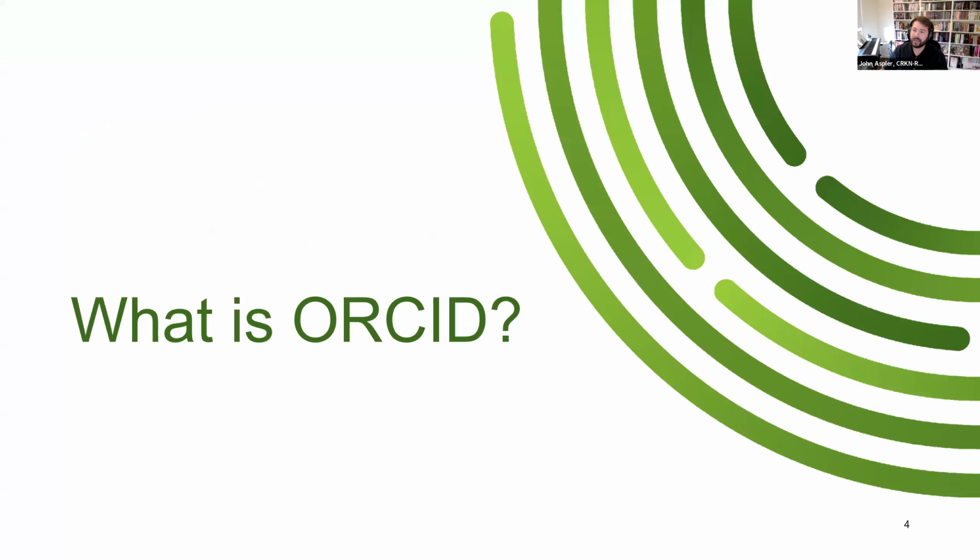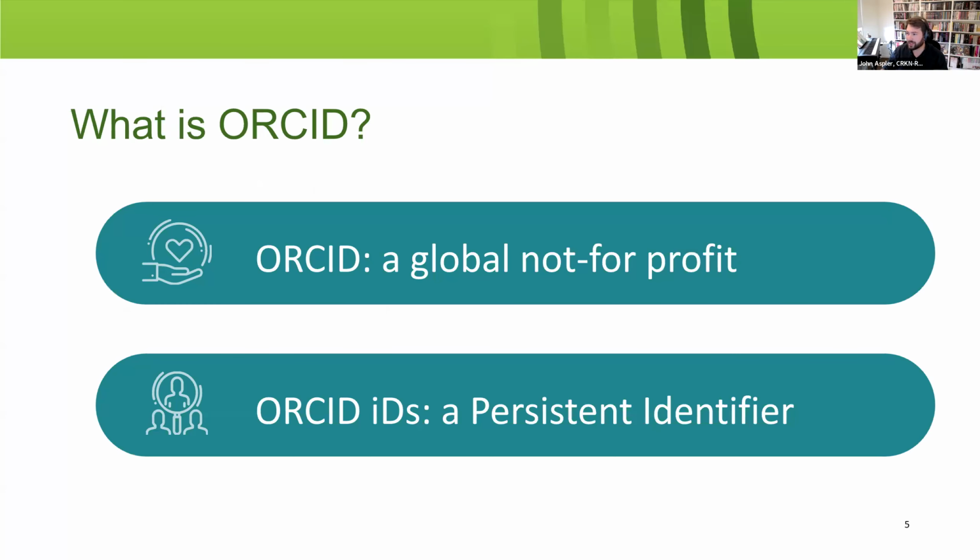So what is ORCID? ORCID is both a global not-for-profit organization. It is the Persistent Identifier Registration Agency for ORCID IDs. There is no other organization in the world that is supporting ORCID in this kind of a central way, which is a bit different from some of the other PIDs. And ORCID IDs are the persistent identifier that ORCID provides. It is a PID for people. I'm sure you all know that there are PIDs for all kinds of things, including DOIs, digital object identifiers for publications and data sets. So ORCID is the PID for people.